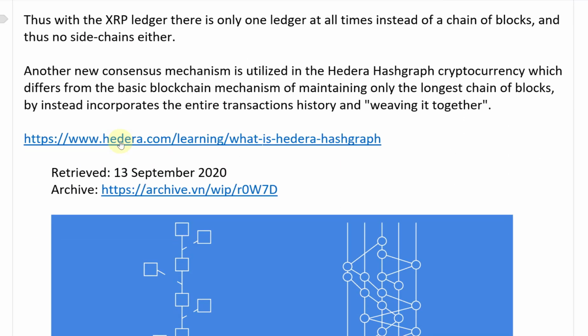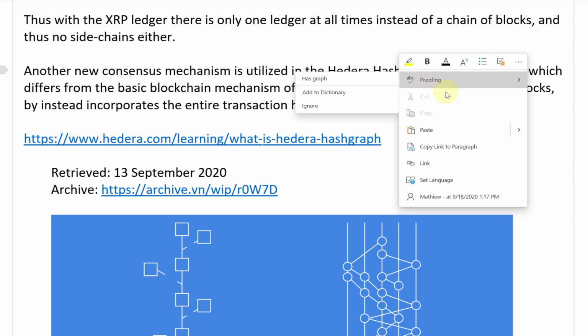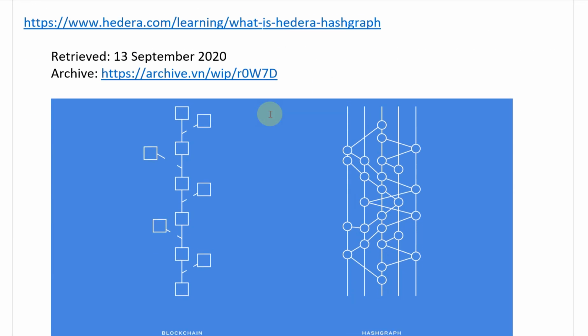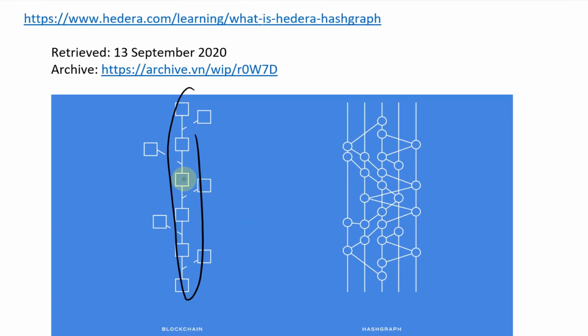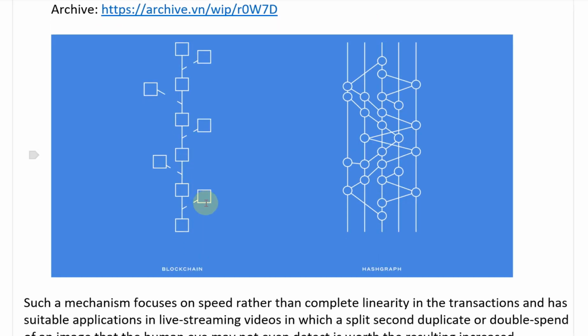Another new consensus mechanism is utilized in the Hedera hashgraph cryptocurrency, which differs from the basic blockchain mechanism of maintaining only the longest chain of blocks, but instead incorporates the entire transaction history and, quote, weaving it together. So this is the typical blockchain, or how Bitcoin is. You're trying to maintain the longest one, and you would basically cut off all the other side chains. Anytime there's a double spend, you would just cut this off and maintain this vertical one right here, but you would need to slow it down with proof of work.